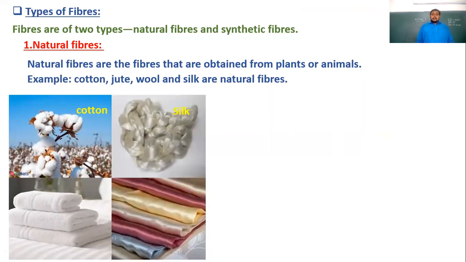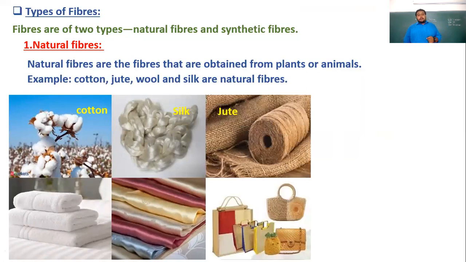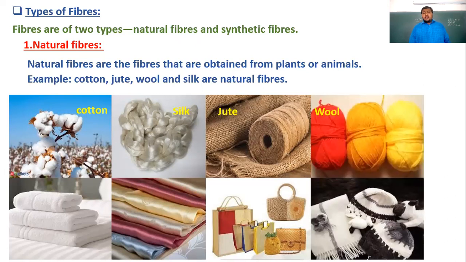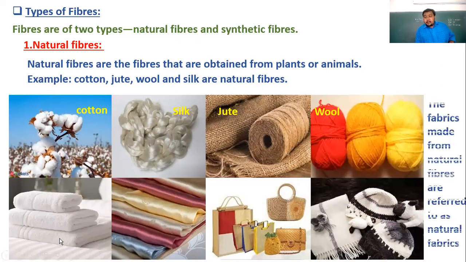Then silk cloth. We obtain silk from silkworms, so from animals. Then jute fiber. We obtain this from the plant. Again, wool. We obtain this from animals. So these are some fibers considered as natural fibers.